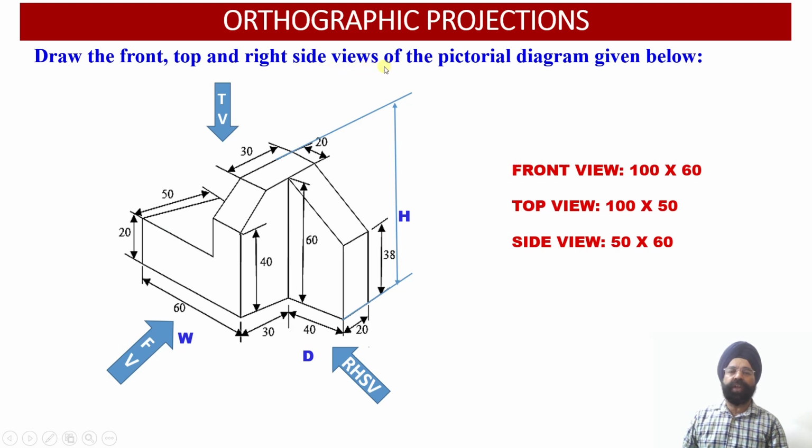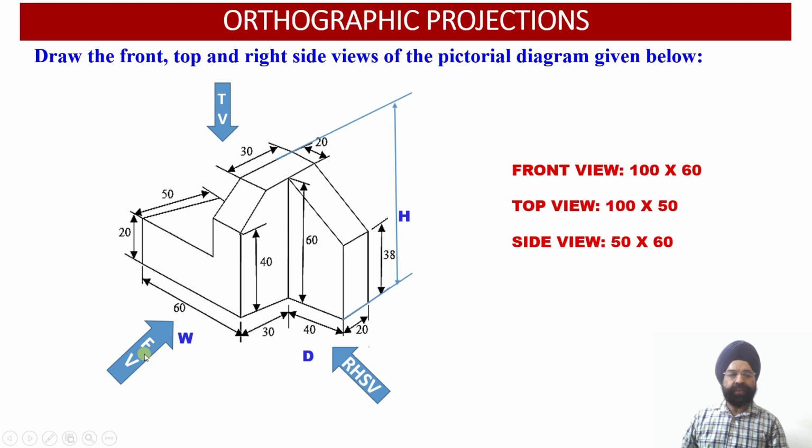of this particular solid. Now, in order to develop the orthographic projections, we need to evaluate the size of the front view face, size of the top view face and the size of the side view face. Now, by looking at this isometric construction of the solid, let us evaluate the sizes of these three faces.